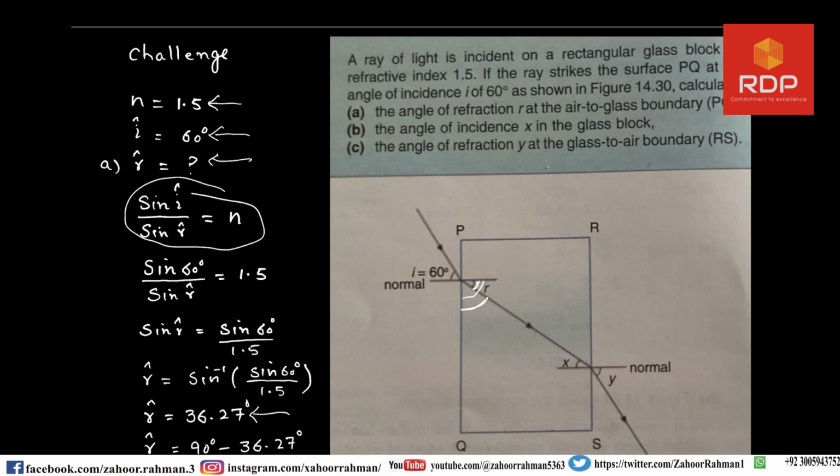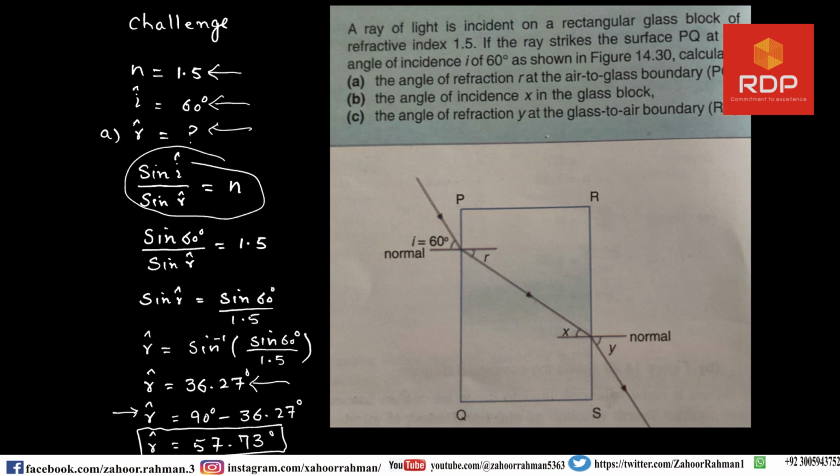This is the angle of refraction, not this one. So we found that angle, and here we have to subtract because the total is 90 degrees. In this particular case we are subtracting it from 90 degrees, and that will be equal to 57.73, and that is the answer.